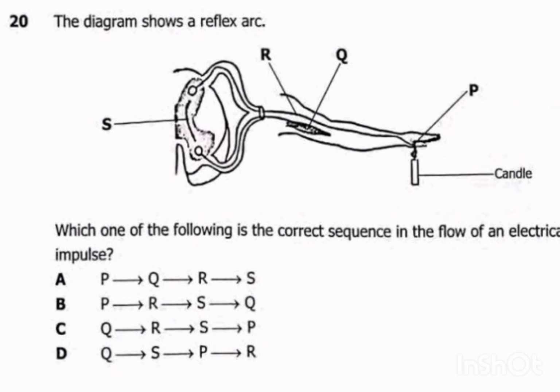So which is Q. So the correct sequence is P, which is the receptor, followed by R, which is the sensory, then followed by S, which is the relay, and finally Q, which is the effector muscle. So the correct answer is B. P to R, R to S, then S to Q, which is B.